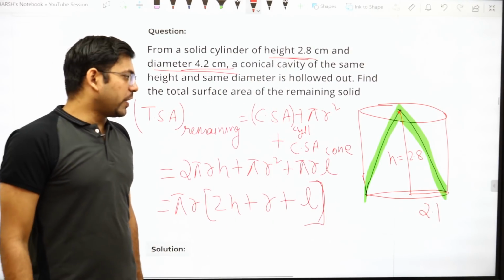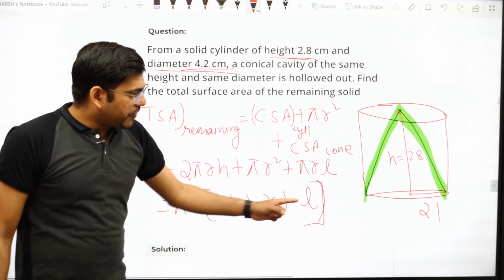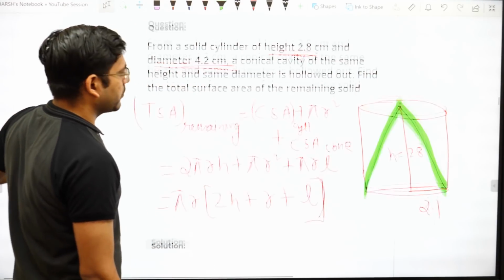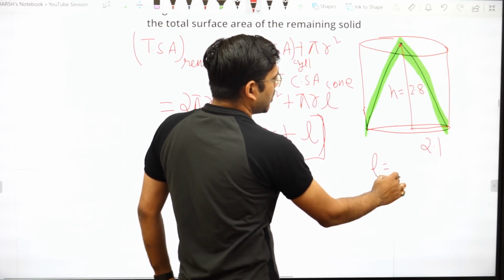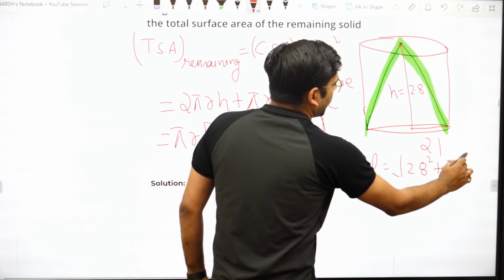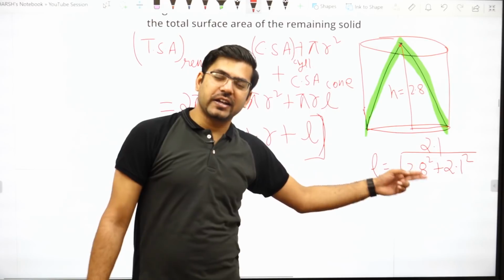Radius would be 2.1. Now put all the values, but before that we have to find L also. So for finding the L, I will do one thing. I'll show you. I guess you all must be knowing the method also. L is equal to root under 2.8 square plus 2.1 square, because this is a cone, not a frustum. So now put the values and get the final answer.